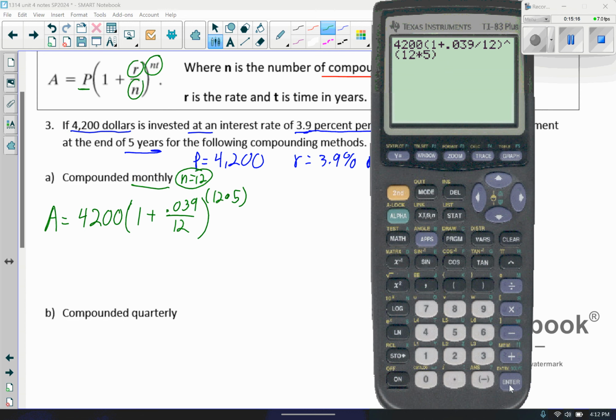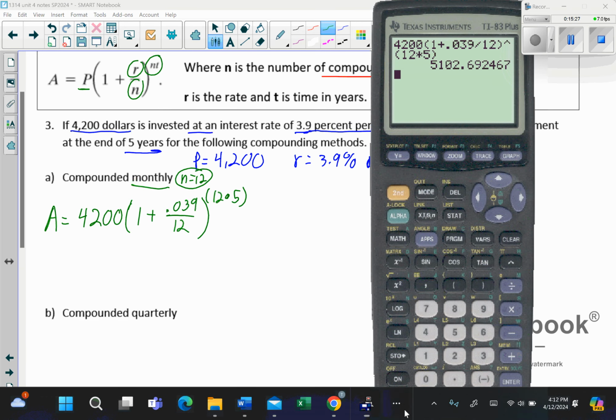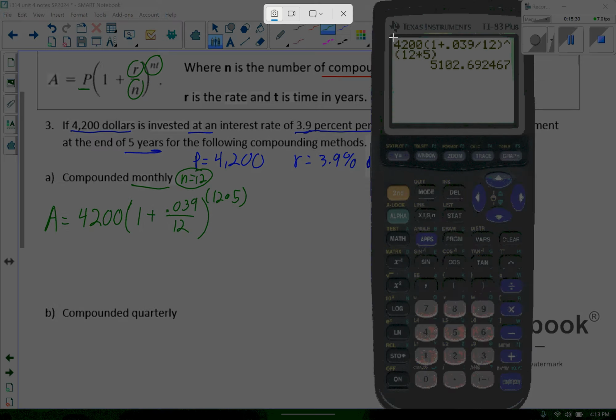So let me go ahead and press enter. And so the investment, that's pretty good. It grew by almost $1,000 in that time period. So that's not bad. Once again, I'll take a little snippet of this and put it in the notes.